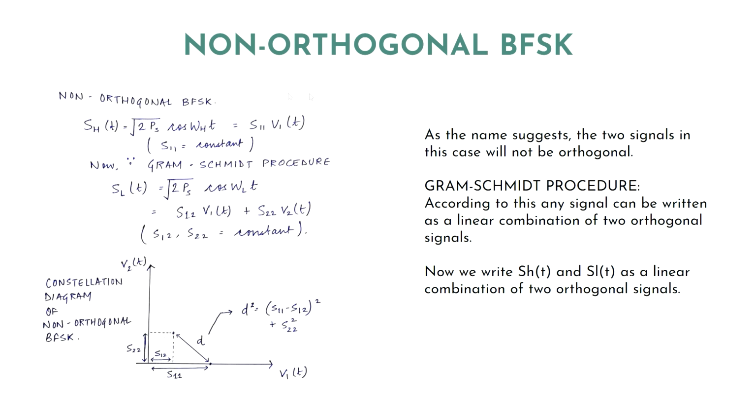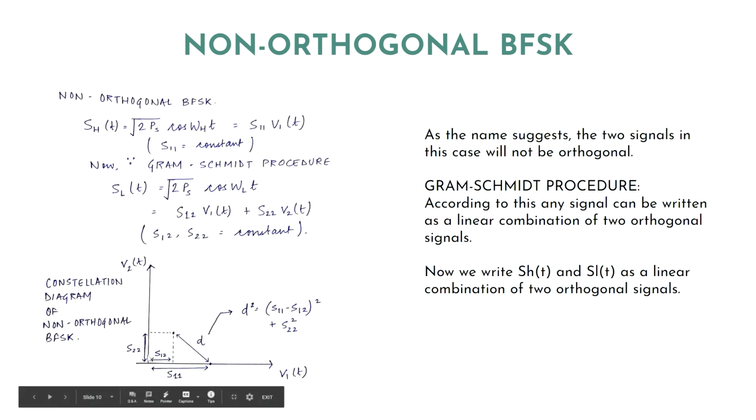See, in the first case we assumed that SH of t was along V1 of t, that is this. Now we wrote SL of t as the linear combination of V1 of t and V2 of t. So we get it somewhere here. Now if we calculate the distance between these two points, it comes to be S11 minus S12 whole square plus S22 square. And this is the constellation diagram of non-orthogonal BFSK. See, we have the distance here.